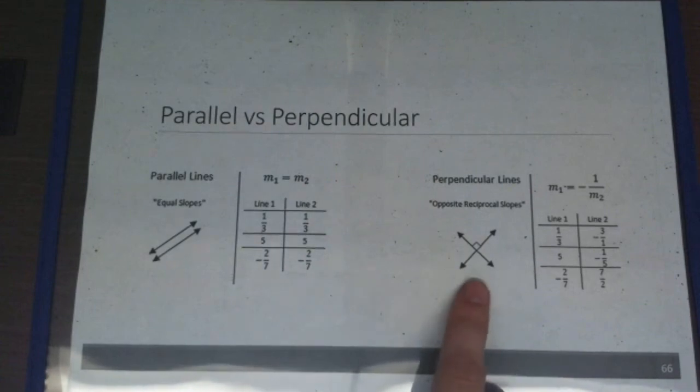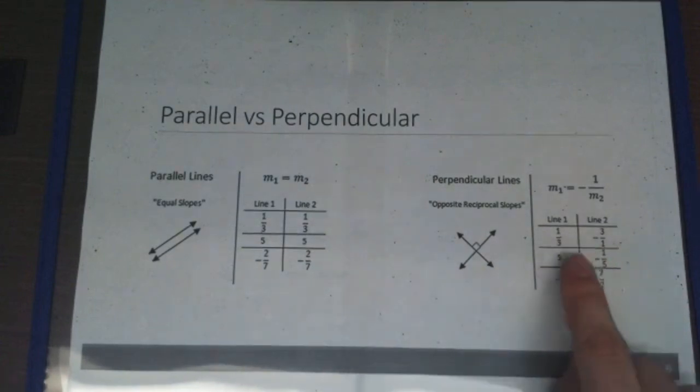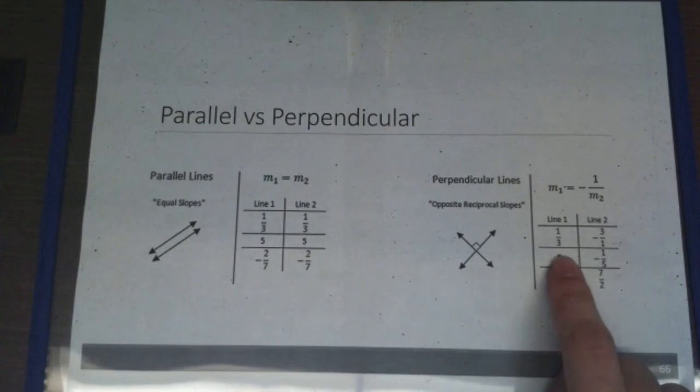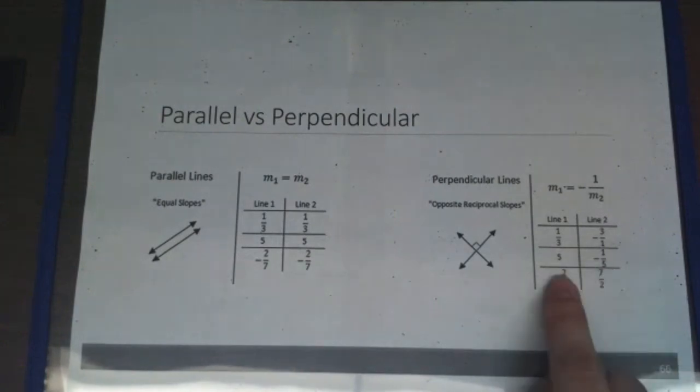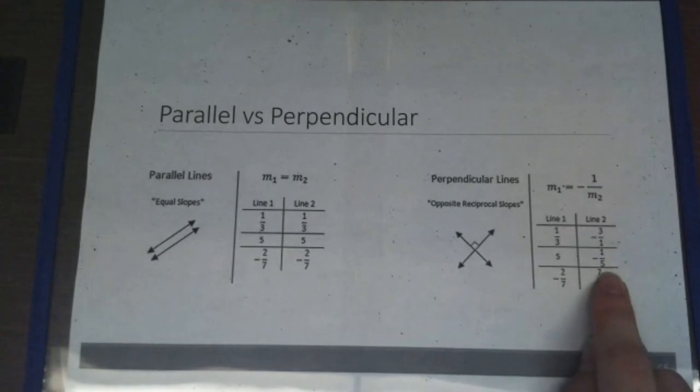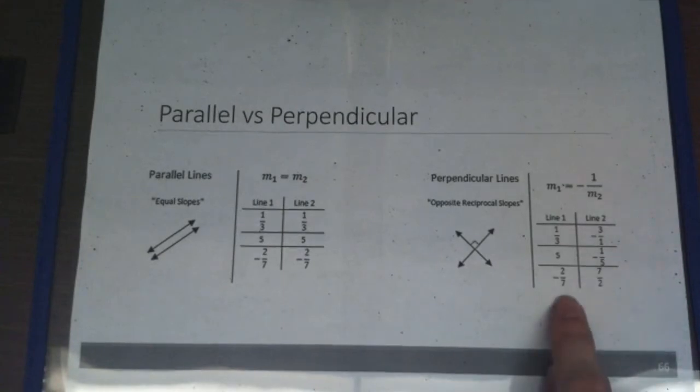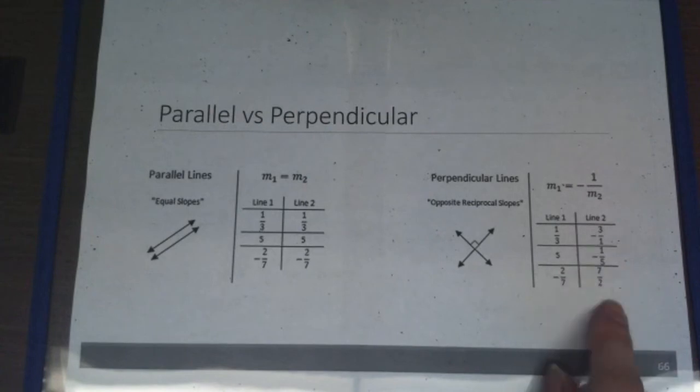Perpendicular lines, the slopes are opposite reciprocals. So if line 1 is 1/3, flip the fraction, change the sign, -3/1. If the slope of line 1 is 5, think of it as 5/1. So when we flip the fraction and change the sign, we get -1/5. And if the slope of our first line is -2/7, flip the fraction, change the sign, gets us to +7/2.